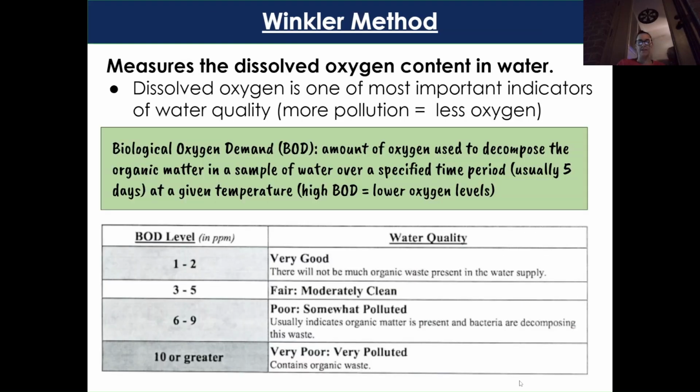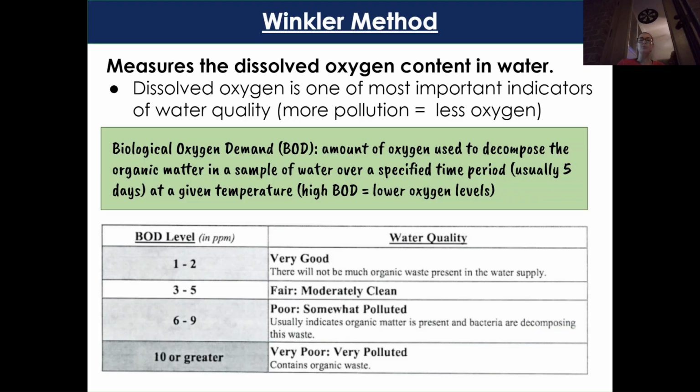All right. The very last type of titration we're going to talk about is something called the Winkler method. It's literally the exact same steps, just using a different redox reaction. And in this case, we are going to determine the amount of dissolved oxygen in water. The reason that's important is because it is one of the most important indicators of water quality. If there is more pollution in the water, more bacteria, then that bacteria is going to be decomposing, eating that stuff in the water, and it's going to be using oxygen as it does so.